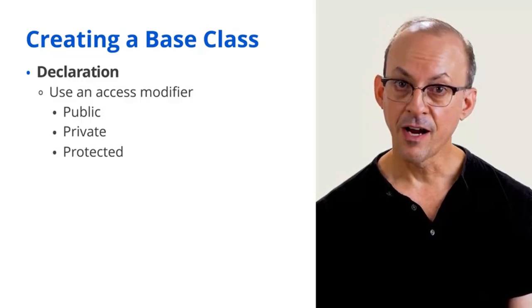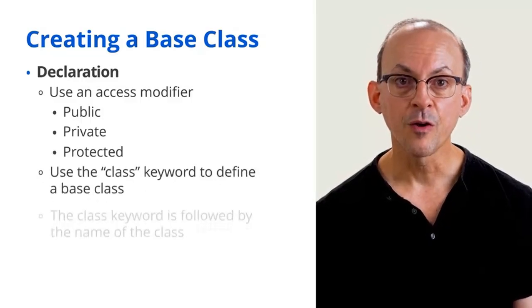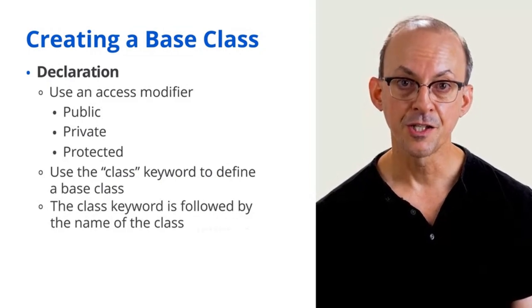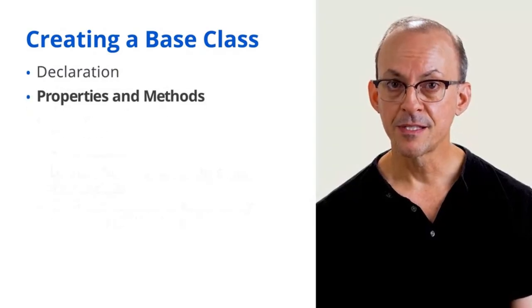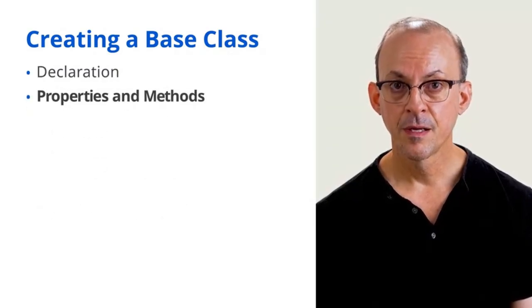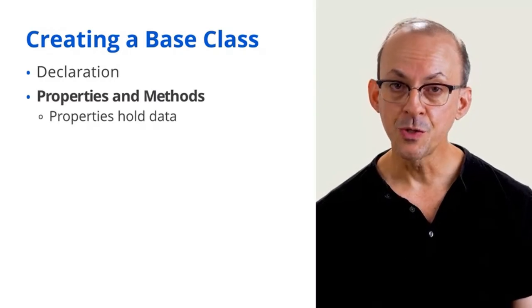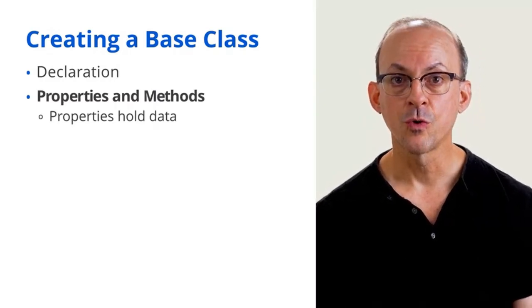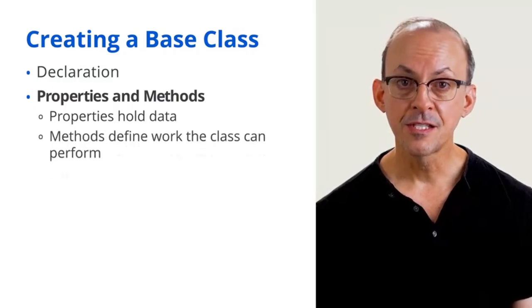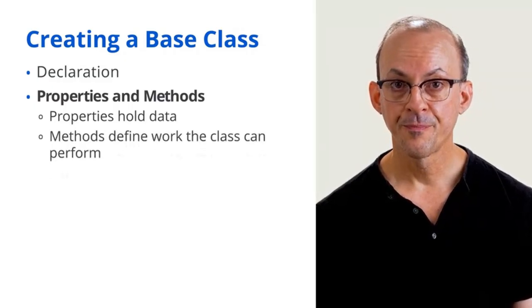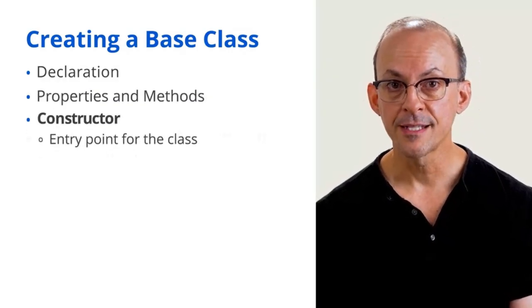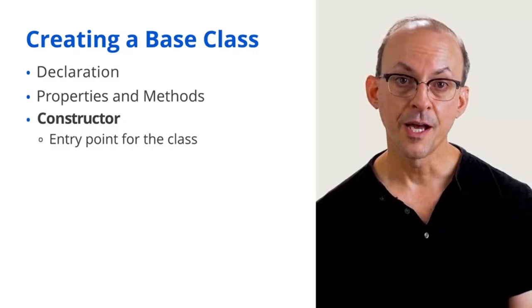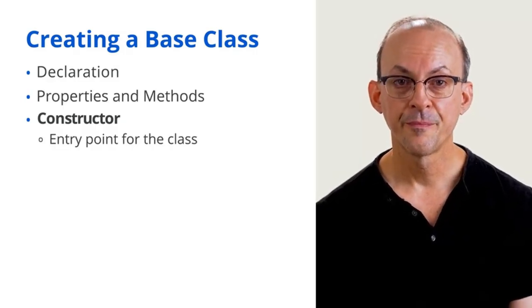After the access modifier, the developer uses the class keyword followed by the name of the class to finish the declaration. The base class contains common properties and methods that other classes can inherit. Properties hold data that the class will use internally to guide how it functions, or data that the class will process. The methods define the work the class can perform. Finally, the base class has a constructor, which is the entry point for the class. It's like the front door of a house where you enter and declare who you are and why you're there.